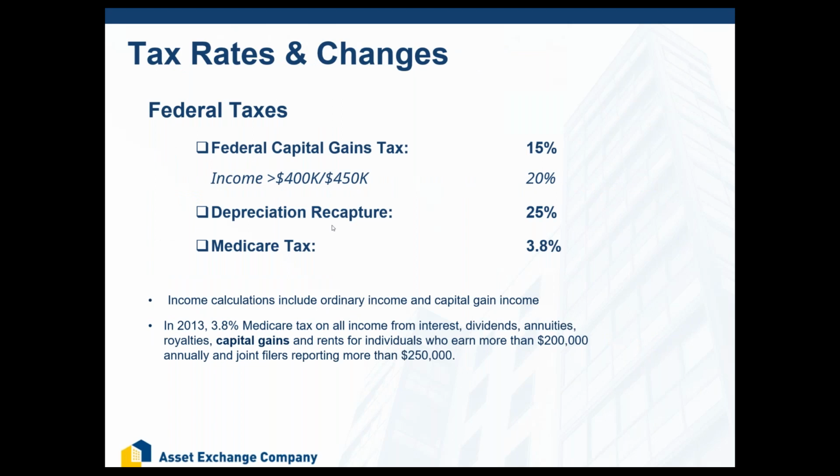Now, let's talk about the main thing. The main thing in doing a 1031 exchange is you don't want to pay taxes, right? And a lot of people just don't know what their tax bill is. I talk to clients all the time who say, well, geez, Leonard, I don't mind paying taxes. It's only 15%. Wrong. 15%, ladies and gentlemen, is the starting point. If you have income over 400 or 450,000 married, your tax bill goes to 20%. You also have to pay taxes on your depreciation. You have a depreciation recapture tax of 25%. And finally, a Medicare tax at 3.8%.